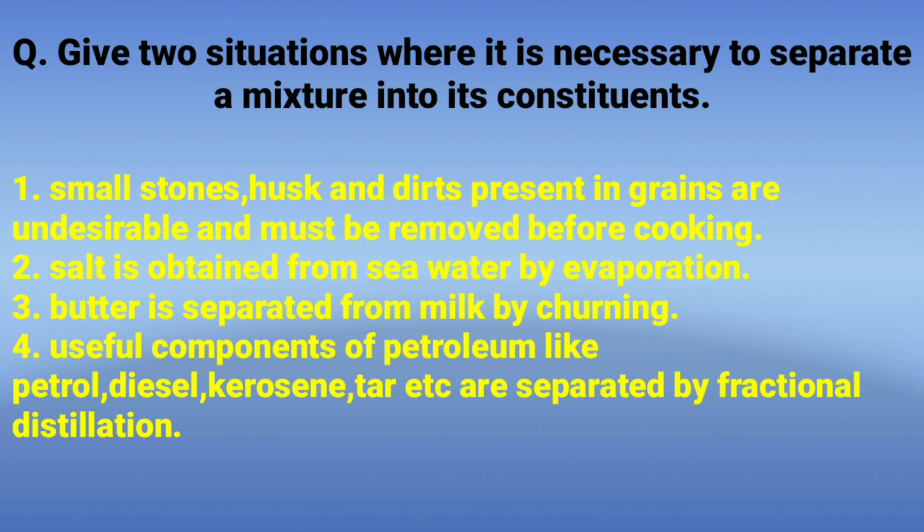Give 2 situations where it is necessary to separate a mixture into its constituents. There are many examples in our daily life where it is necessary to separate the mixture into its constituents. Number 1, small stones, husk and dirt present in the grains are undesirable and must be removed before cooking. Number 2, salt is obtained from seawater by the process of evaporation. Number 3, butter is separated from milk by the process of churning.